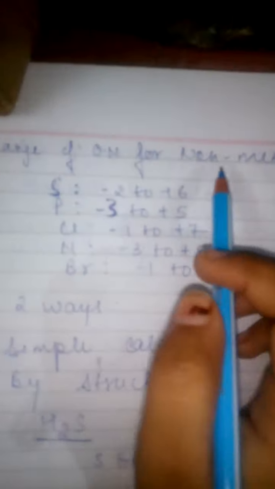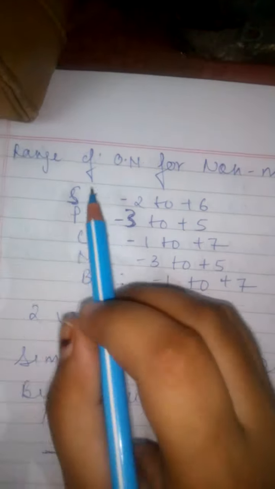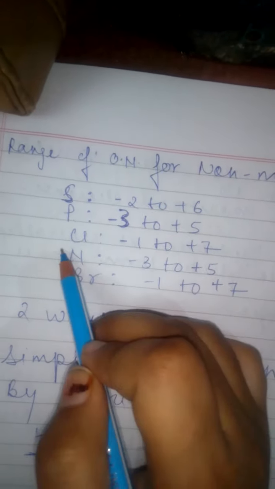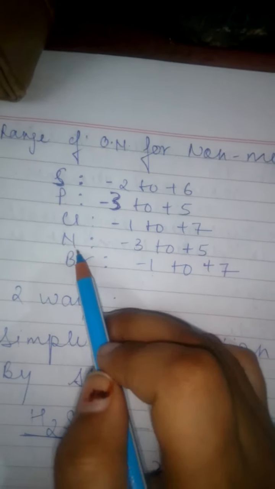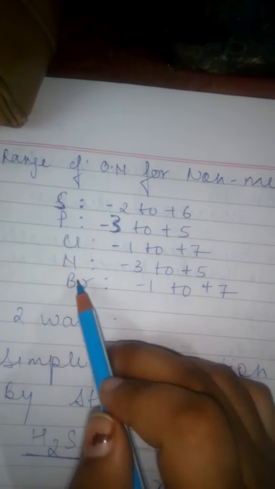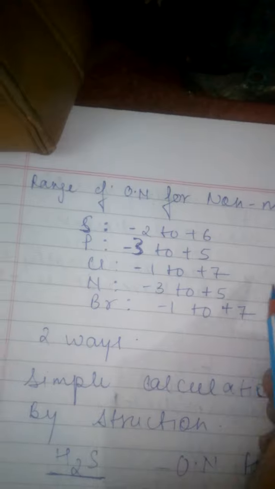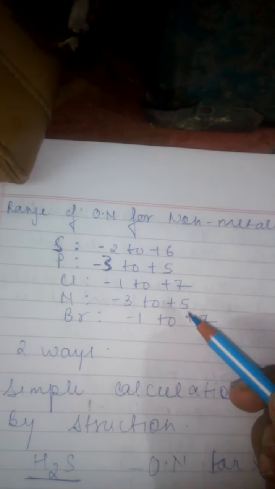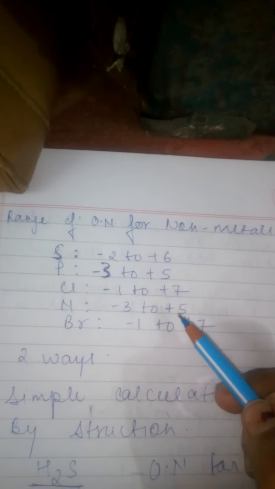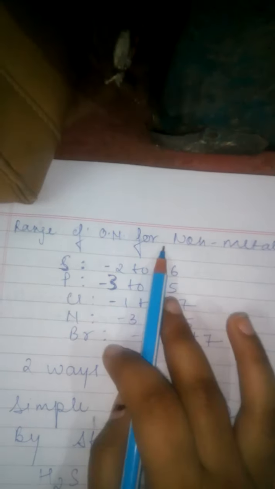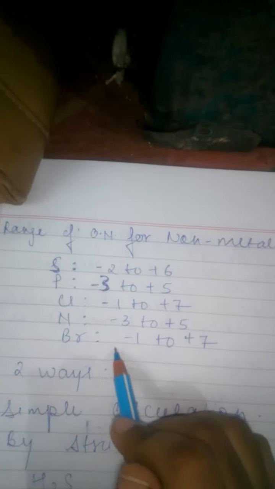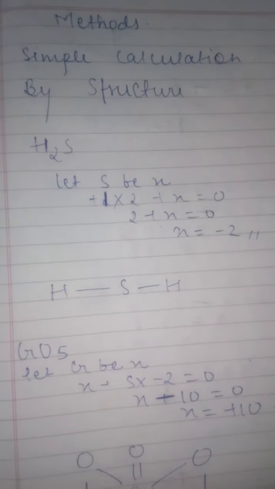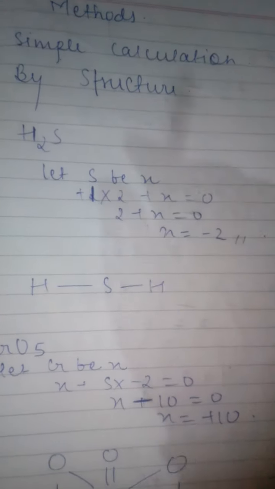This is the range of oxidation number for the non-metals. Sulfur -2 to +6, phosphorus -3 to +5, chlorine -1 to +7, nitrogen -3 to +5, bromine -1 to +7. This is the most important in this topic. Please note it down and learn it, because without it we are not able to find the oxidation number. Please learn it, please note it. Now I am going to tell you the methods of finding the oxidation number.